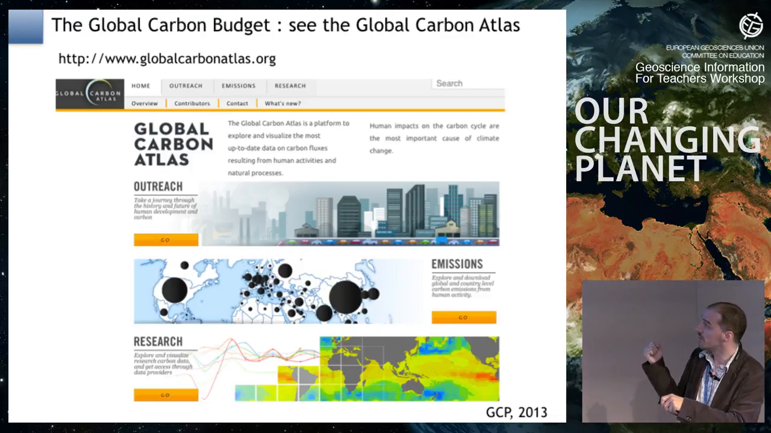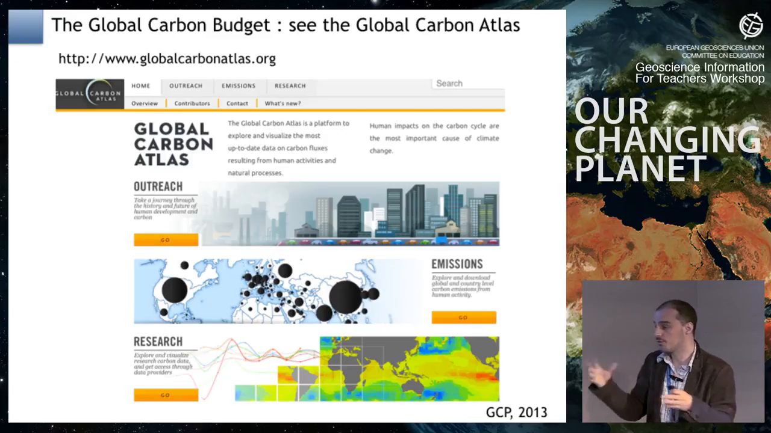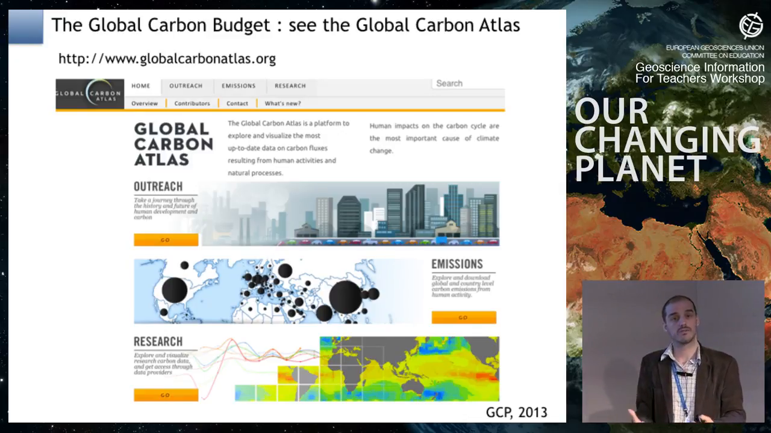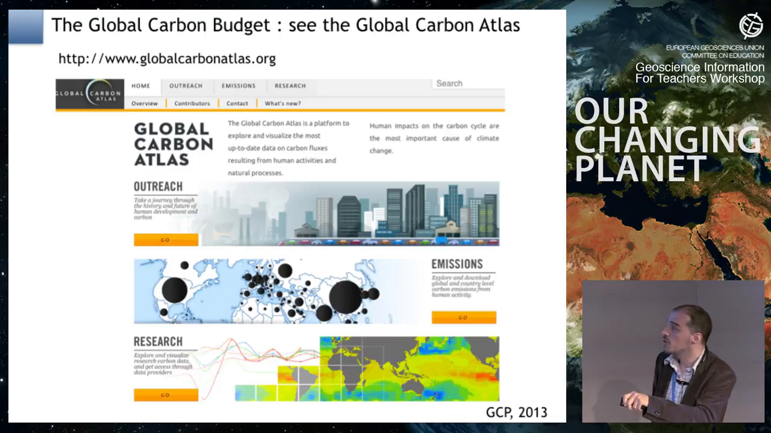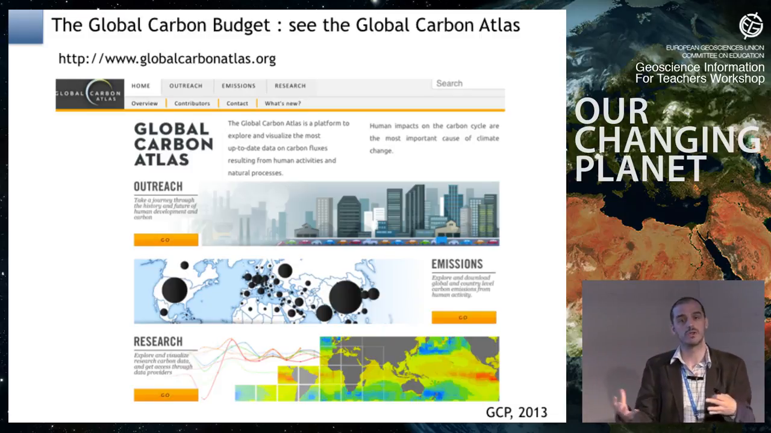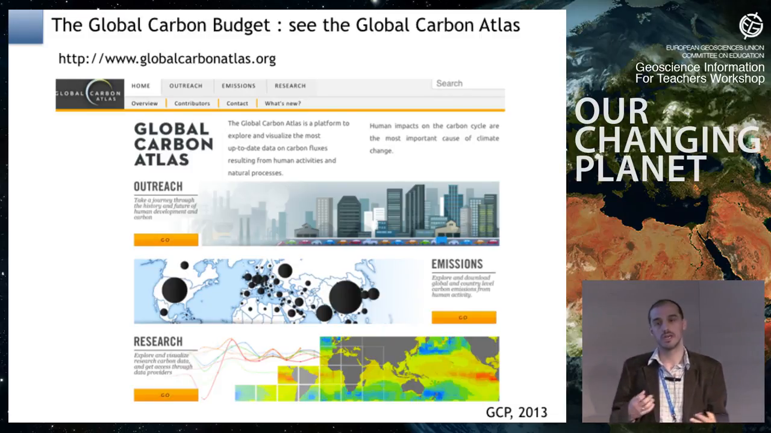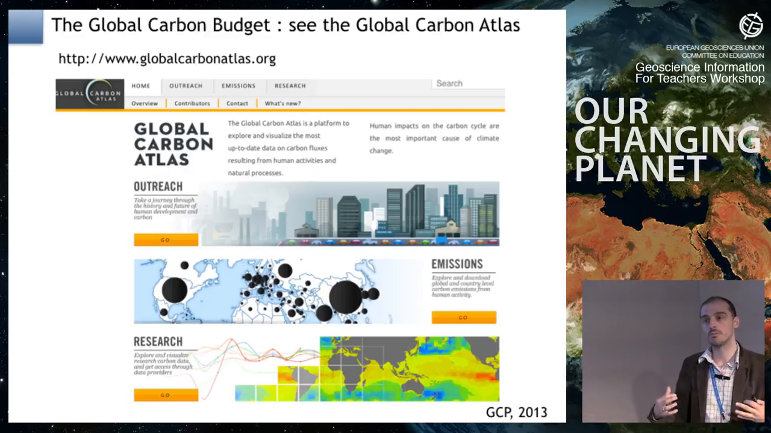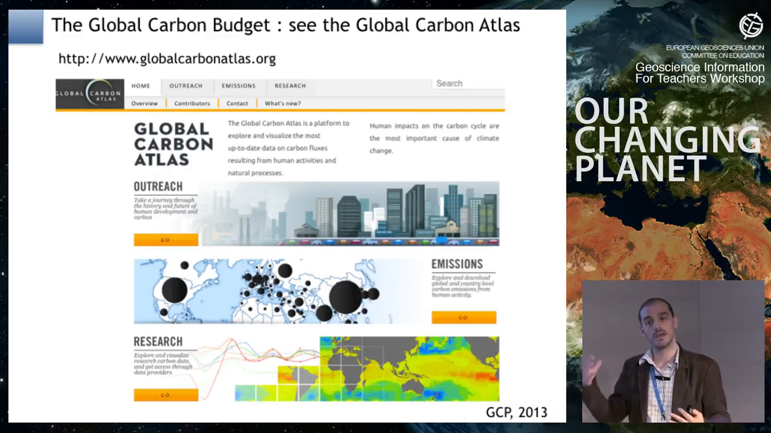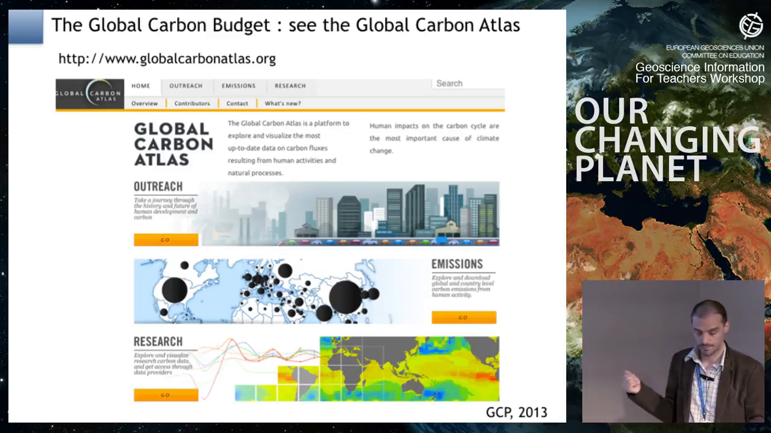You have three sections. You have an outreach section in which you have a few descriptions of the mechanics of the carbon cycle. And you have also these sections on emissions, which enable you to explore and download global and country-level carbon emissions. So you can play with those numbers by countries, by coal, oil, over different periods. You can download the numbers, you can plot them, so you can really play and do all the graphs that I've showed you. So that's the Global Carbon Atlas.